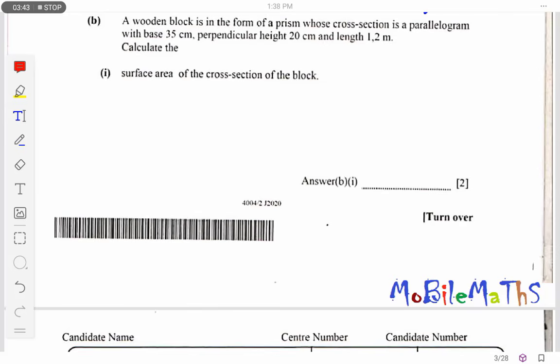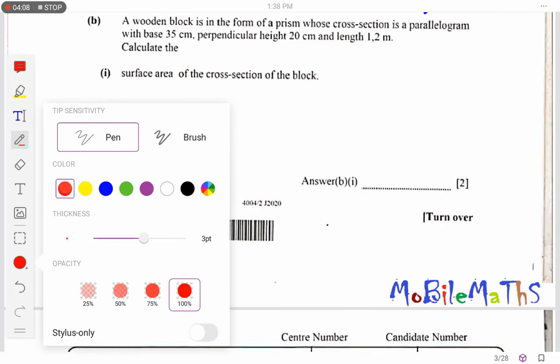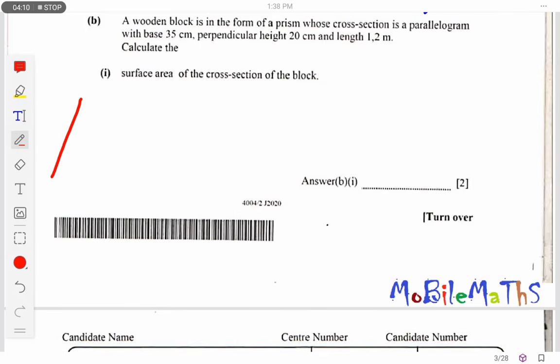Okay, so here we are asked to calculate, saying a wooden block is in the form of a prism whose cross-sectional area is a parallelogram with a base 35 centimeters, perpendicular height 20 centimeters, and length 1.2 meters. Okay, so the best way to answer this is to first of all draw a sketch diagram. So my sketch diagram is going to be like this.